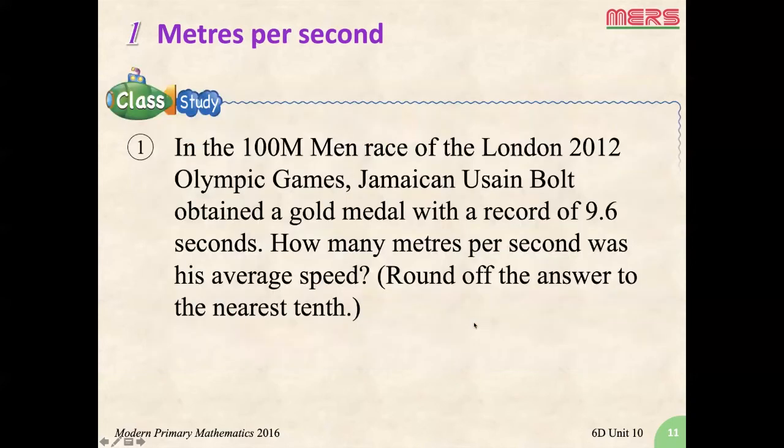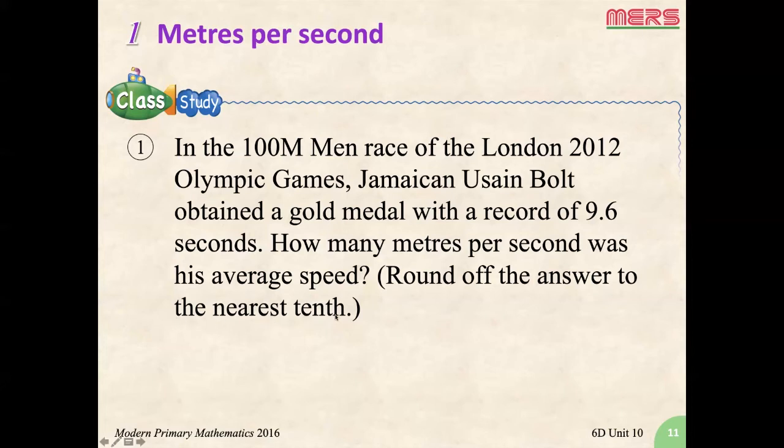And let's continue with some more examples, finding the speed. In the 100-meter men's race of the London 2012 Olympic Games, Jamaican Usain Bolt obtained a gold medal with a record of 9.6 seconds. So how many meters per second was his average speed? And we can round off the answer to the nearest tenth.